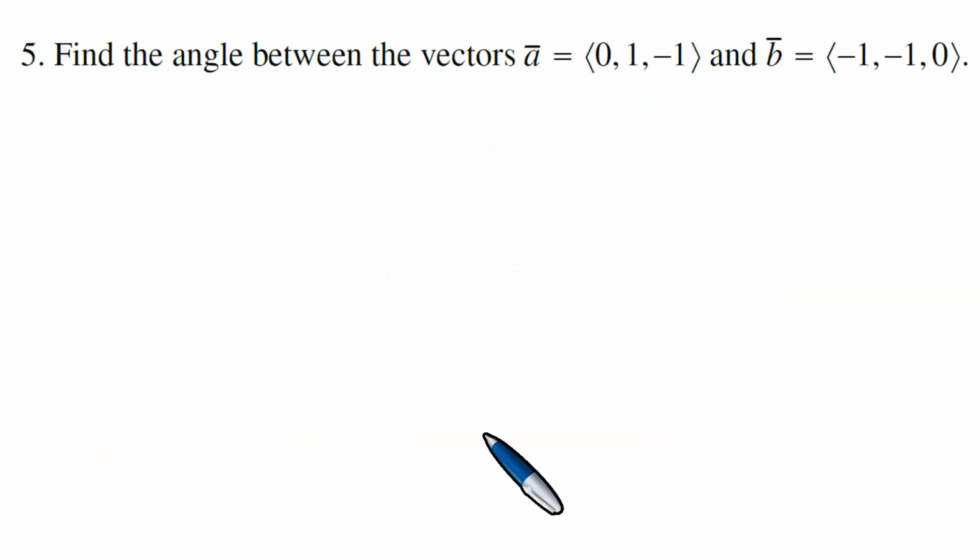Right, question 5. We have already done a question like this, but we're practicing. Question 5 goes on to say, find the angle between the vectors A with the components 0, 1, minus 1, and B with the components minus 1, minus 1, and 0. I'm giving you 1 minute to find the angle between the vectors A and B. When you're done, please let us know.